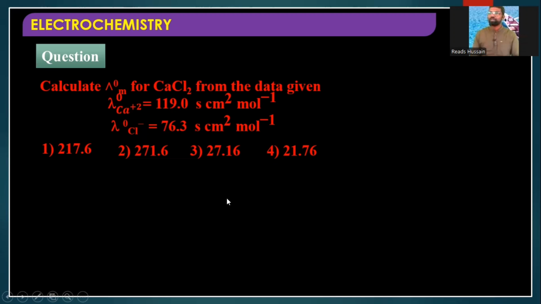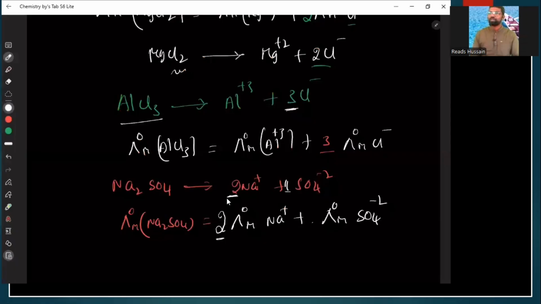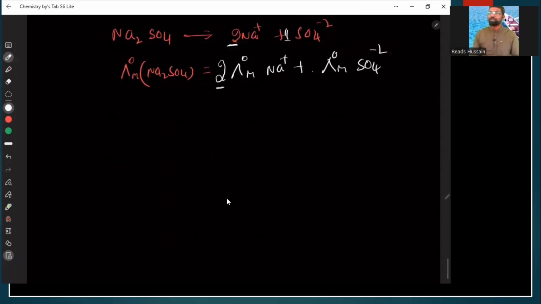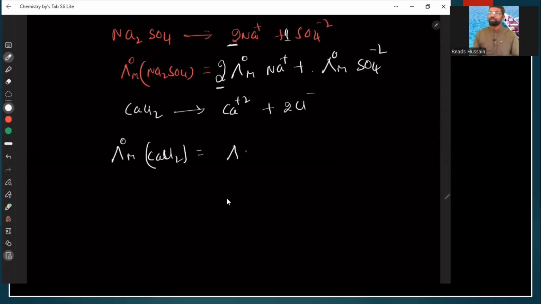Both these two values are given now. How to find it? First you do one thing. Write the dissociation of this compound CaCl2. CaCl2 is dissociated into Ca2+ and 2Cl-. How to write the formula for this? The limiting molar conductivity of calcium chloride is equal to the limiting molar conductivity of calcium Ca2+. How many calcium ions are there, dear students? Only one. So only one we have to take. But chloride ions are 2, no? Plus 2 into the limiting molar conductivity of Cl- ions.